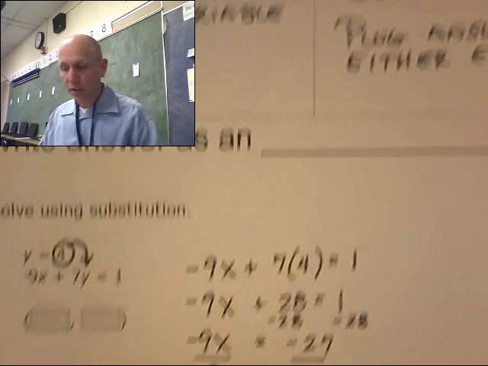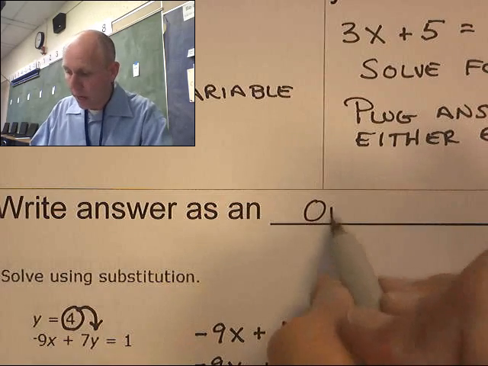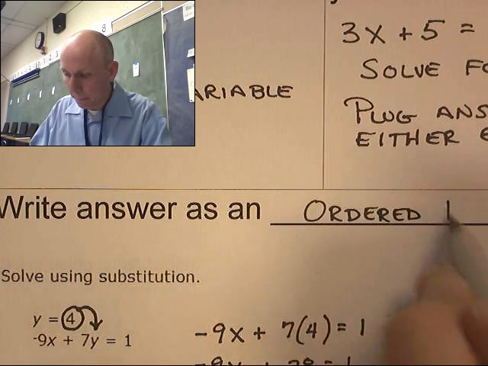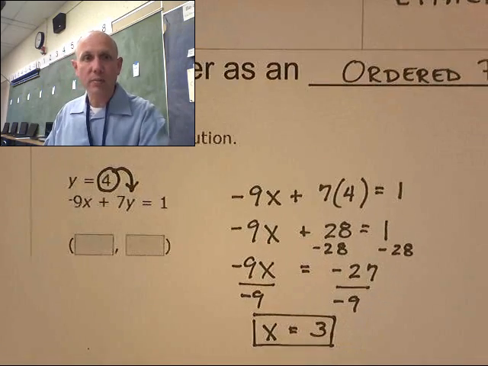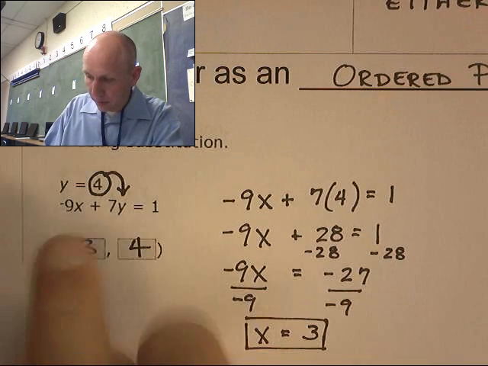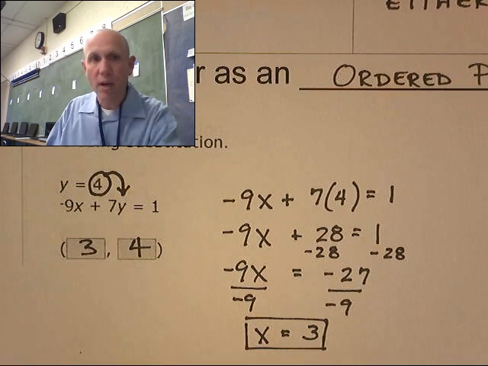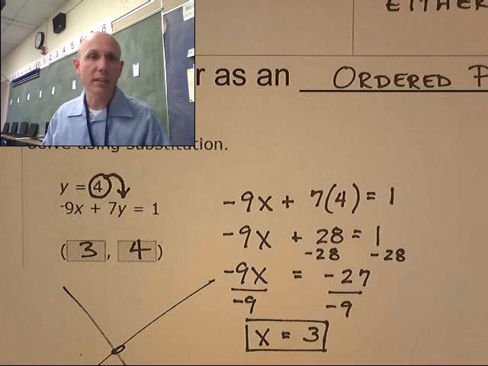My final answer, and I should have written this here, write answer as an ordered pair. So my answer comes together as x, comma y. I have x, comma y. That is the point where two lines are intersecting.